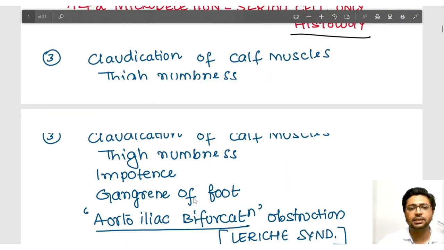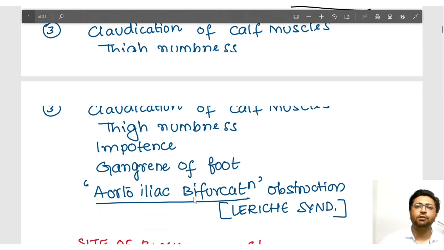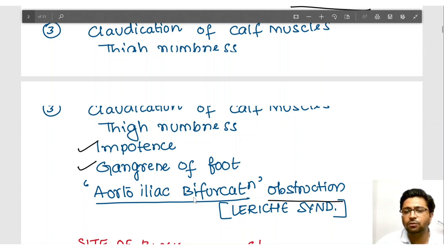The next question is, a patient would present with a history of claudication of calf muscles, there is thigh numbness, there is impotence, and gangrene of the foot. So where is the level of obstruction? This was the question asked. This is nothing but Leriche syndrome, where the obstruction is at the aortoiliac bifurcation. So remember this, aortoiliac bifurcation, there would be a history of calf muscle claudication, thigh numbness, impotence and gangrene of the foot.